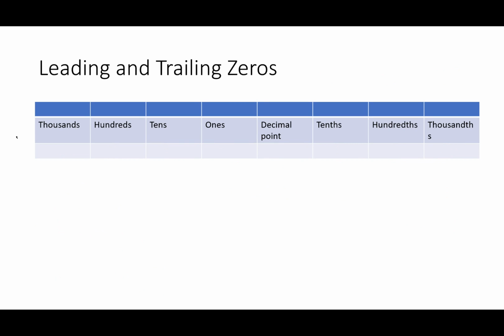Next, we look at leading and trailing zeros. If I give you 27, or 027, or 0027, do the zeros in front of 27 carry any value? Actually, all these are the same. The value is 27. If we put 27 in the table, we will see that if we put a 0 in front here, it means we have 0 of 100. That means nothing. So the 0 in front actually carries no meaning.